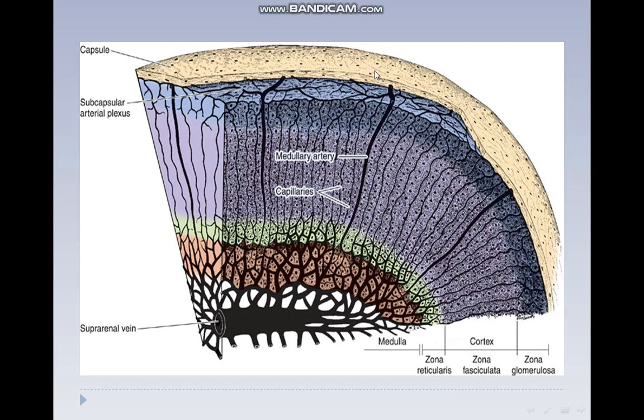In this figure we can see the connective tissue capsule covering the outer surface of the gland, and the parenchyma of the gland made of cords of cells that are separated by sinusoids that appear black in color. The cords of cells form the cortex and the inner region called the medulla, which is highly vascularized.